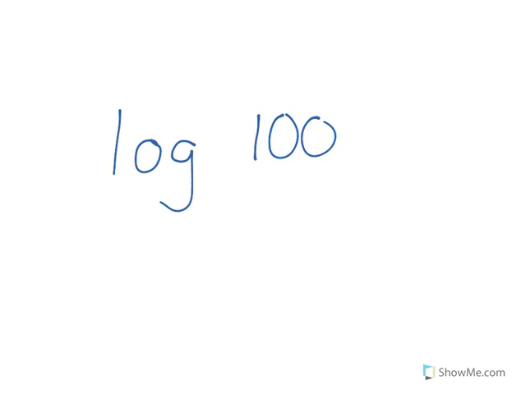So let's try this one. On this one, I just want you to solve log of 100. A couple of things we need to know when we do these types of problems. The first one is that this time it doesn't show me what the base is. When there's no base here, it's automatically a 10. This is called a common log. So when there's no base shown, it's really a 10.